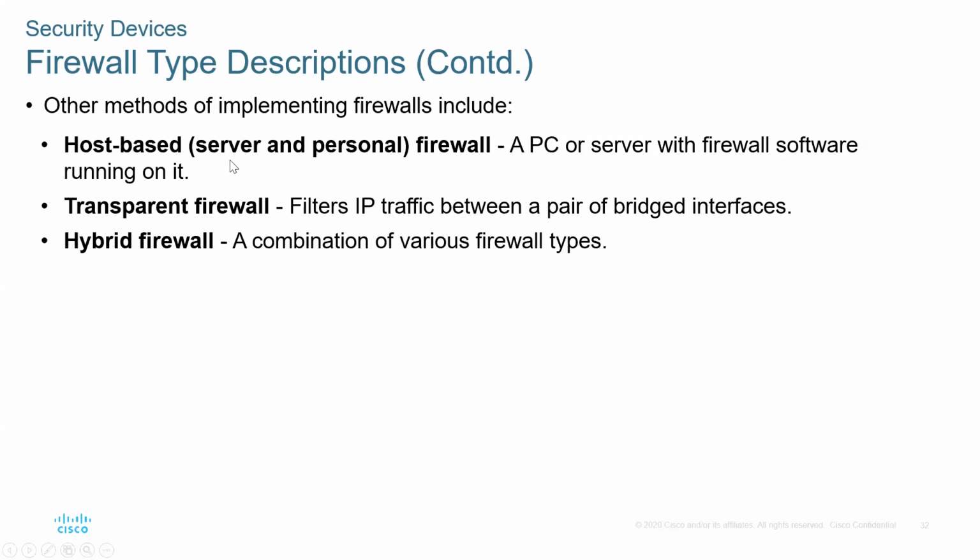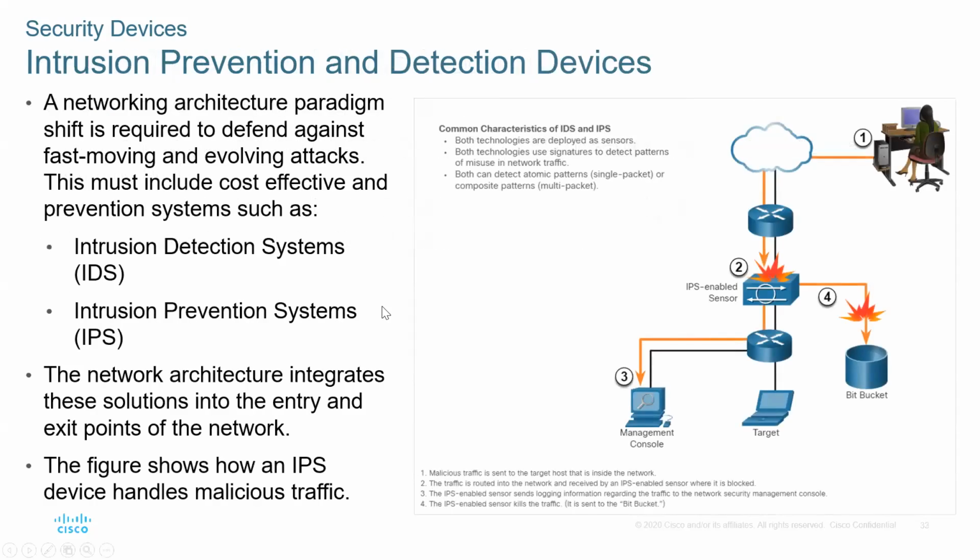With this host and server based firewall, this is just going to be a PC or a firewall software running on it. For example, Windows Defender, which you're going to see on a PC, or Windows Firewall. You can have a transparent firewall that's just simply filtering IP traffic from a pair of bridged interfaces. This can also be a PC. We can run a Linux-based firewall, and you'll see that here. And then you have a hybrid, which is just a combination of these running in between.